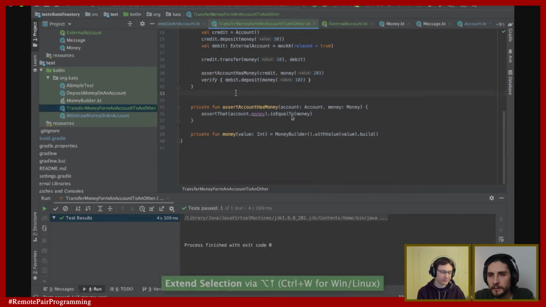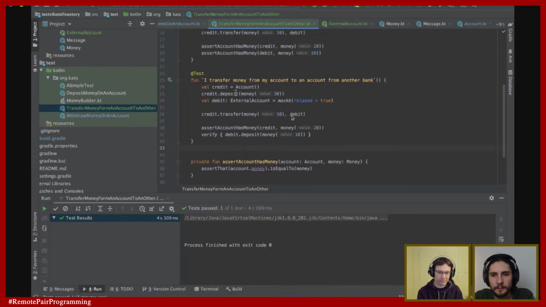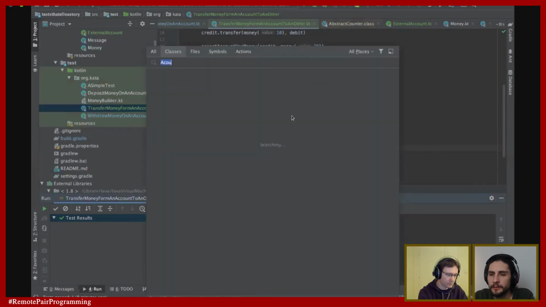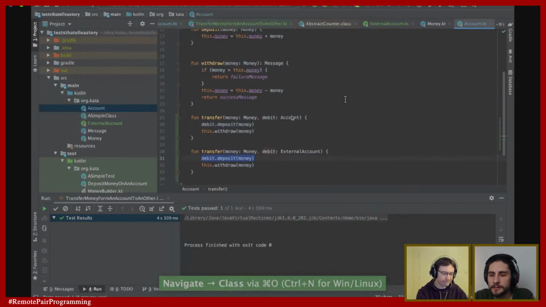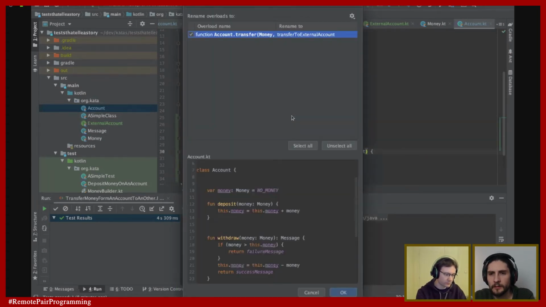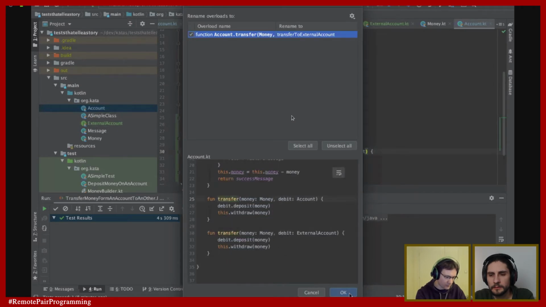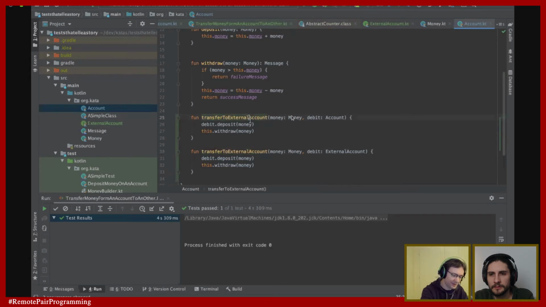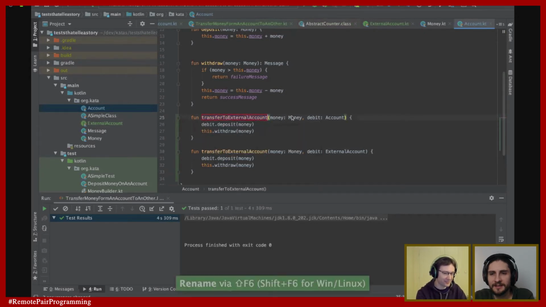What's the next step? Let's go a bit to the account class. We have those two transfer methods, and we have some domain names there as well. The second one is transfer to external account, and the first one, okay, that's weird. No, that's me. And the second one is transfer in between my accounts.